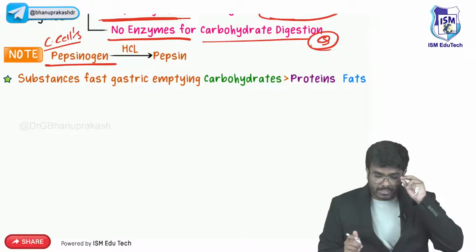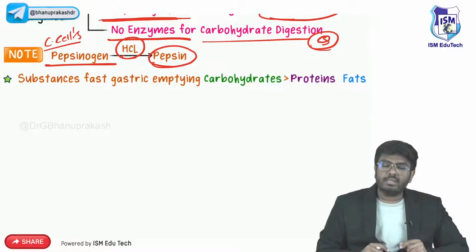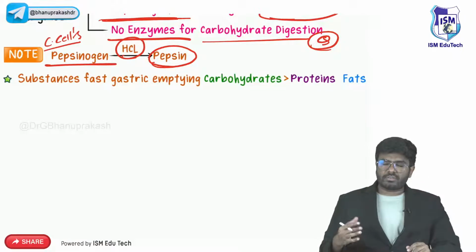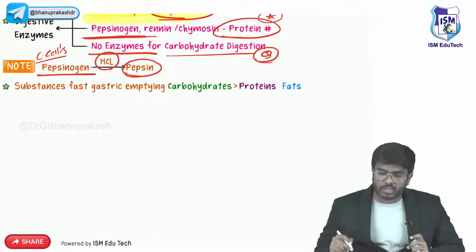Pepsinogen is an inactive form. Pepsinogen needs to be converted into pepsin. Who converts pepsinogen to pepsin? HCl. So pepsinogen is converted into pepsin by HCl. Next important area which you need to know.